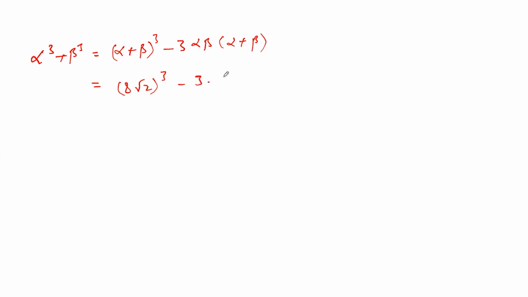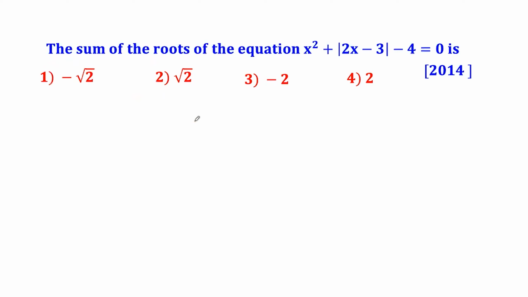And again, for alpha cube plus beta cube, you know the formula: alpha plus beta, the whole cube, minus 3 alpha beta into alpha plus beta, right? So alpha plus beta is now 8 root 2, the whole cube. Only the calculation, right? Simple question, but concentrate on the calculation, right? You can take out the common. So this will be 280 root 2, right? So I guess these are simple questions. Only you have to take care of the calculation.